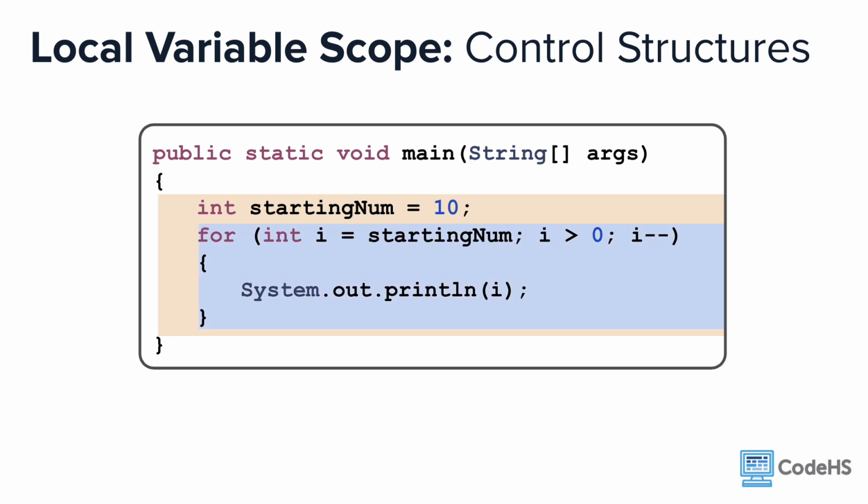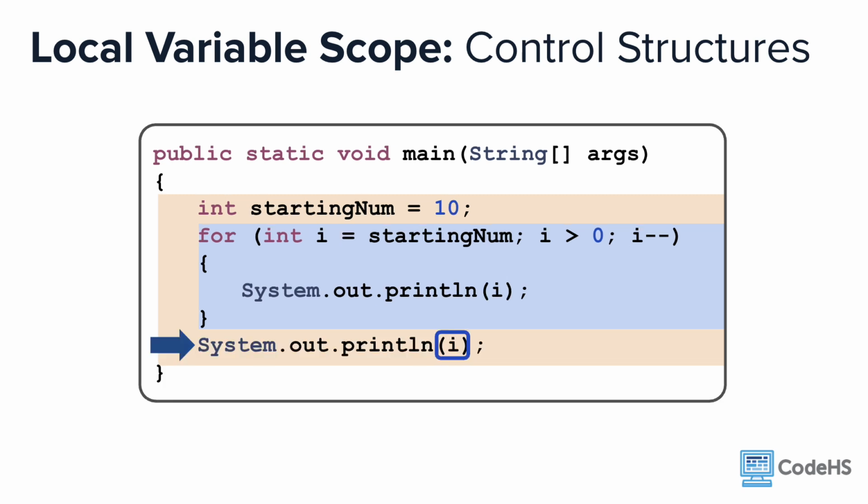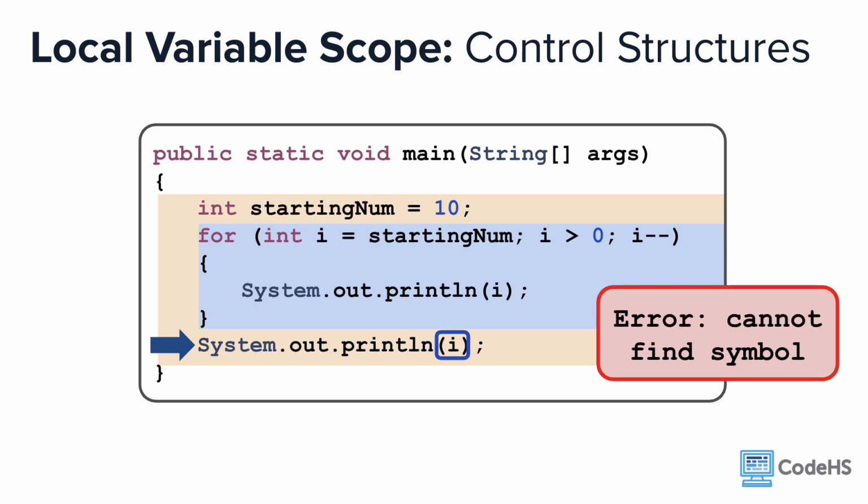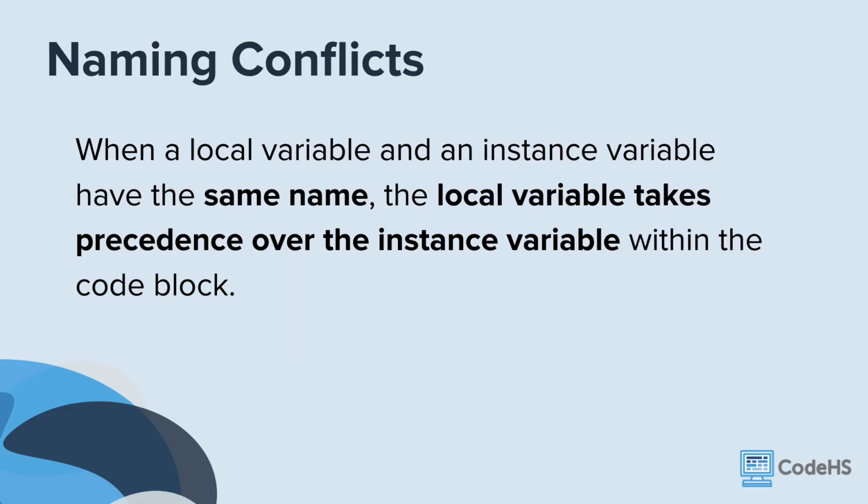The for loop creates another block of code because it encloses code in braces. The for loop header declares the variable I as the loop control variable. This variable is considered a local variable to the for loop because it is declared in the header of the for loop. Therefore, the variable I can be used inside of the for loop body. However, if you try to access the variable I outside of the for loop, you get the cannot find symbol error. This is why you have to be very careful about where you declare variables when you use multiple control structures.